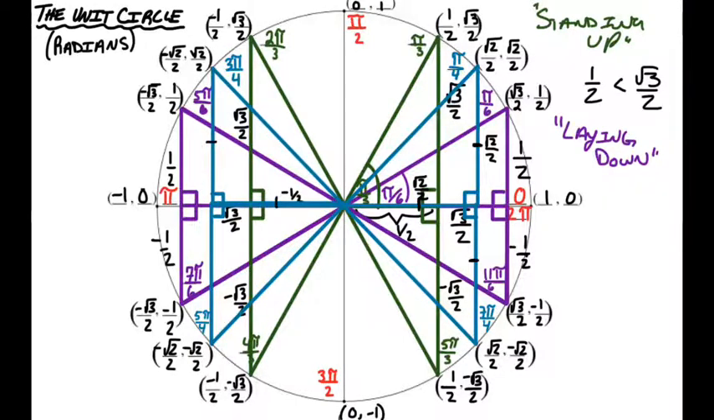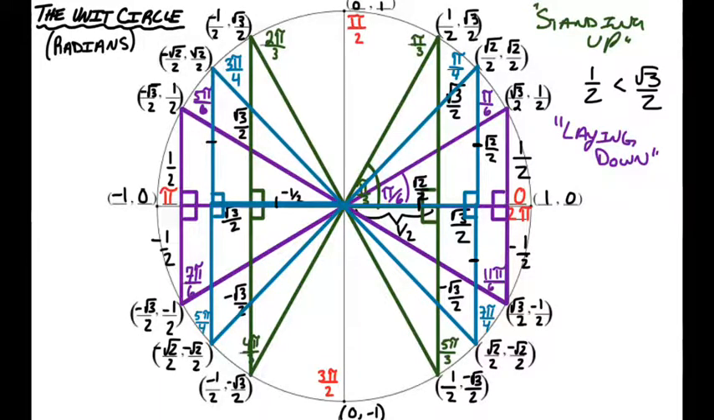Same thing for pi over 6. What quadrant am I in? Okay, pi over 6 is laying down, so my x value is long, my y value is short. And then for pi over 4, you know the answer is going to be root 2 over 2. You just have to figure out, is it positive or negative based on what quadrant you're in.